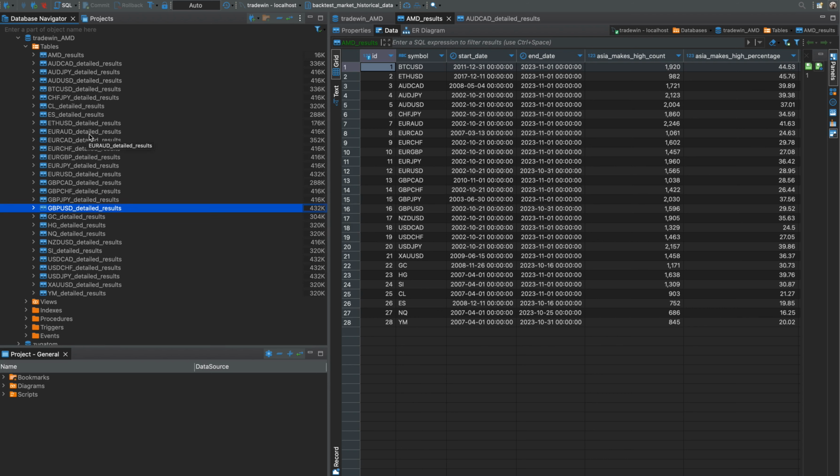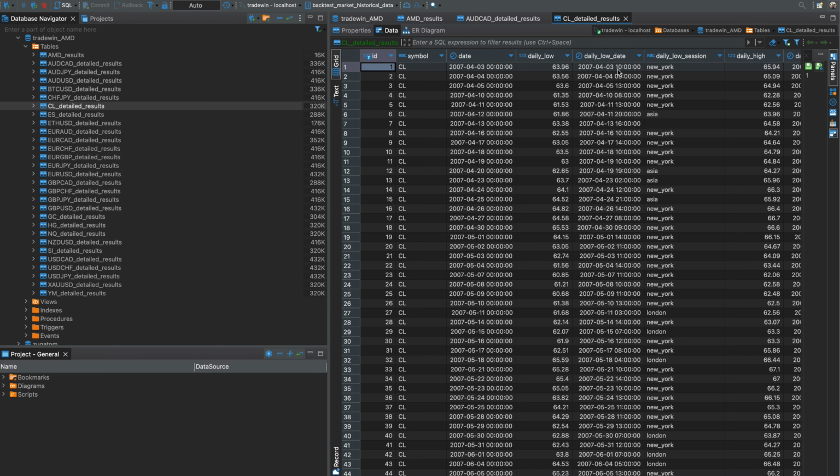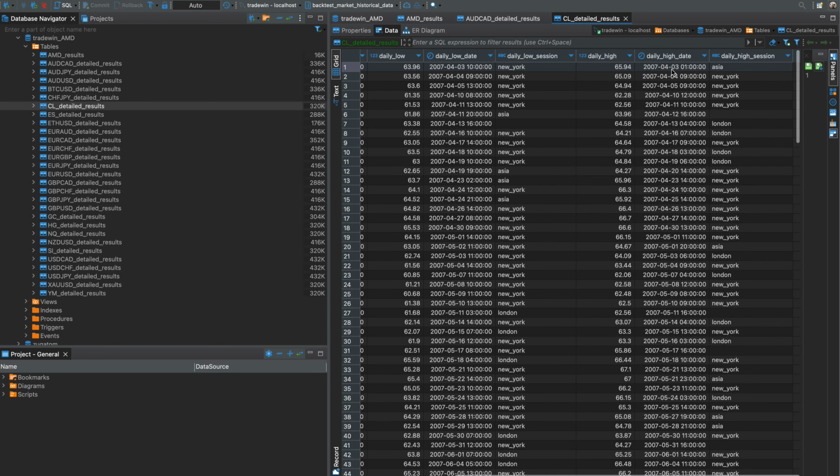Crude oil. Let's choose crude oil. For crude oil, for any date since 2007, you have here April 2007, I have defined the daily low. When does this happen? For example, on this day, it happens at 10, which is during the New York session. And when is the daily high reached? At what time? And what is the session?